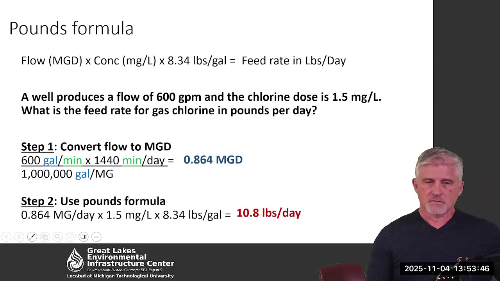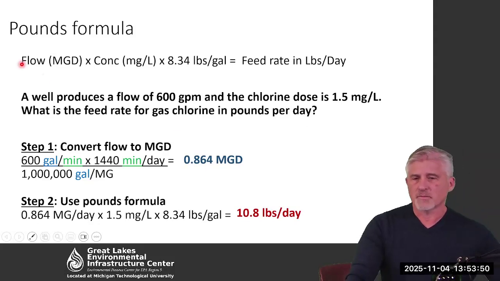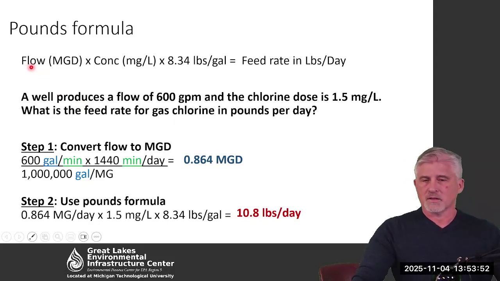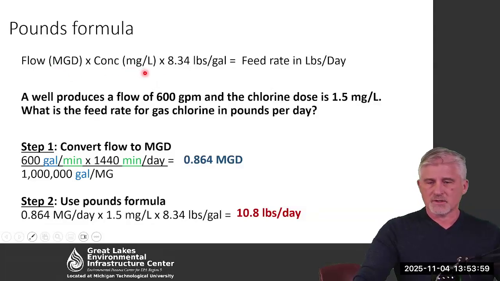So now let's look at the pounds formula. The pounds formula is the flow multiplied by the concentration. So 1,000,000 gallons per day multiplied by concentration in parts per million or milligrams per liter, multiplied by the weight of water, which is 8.34 pounds per gallon. And that'll give us the feed rate of the chemical in pounds per day.